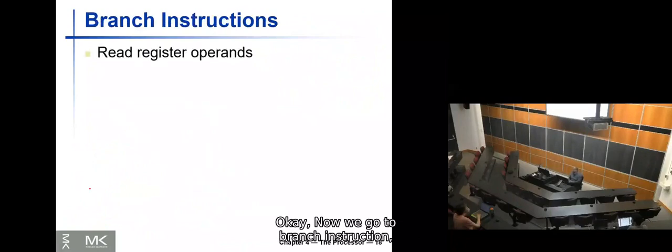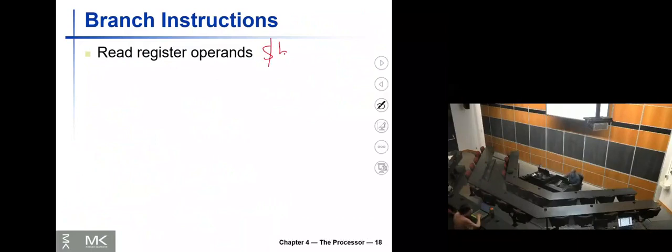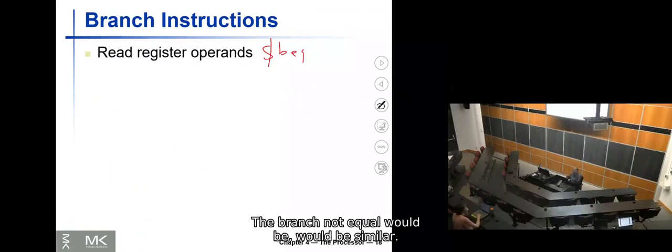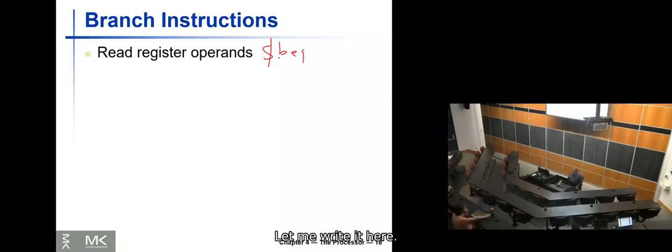Okay, now we go to the branch instruction. From the set that we have selected, we just use branch on equal. You remember, there are two branch instructions, branch on equal and branch on not equal. We just look at branch on equal. The branch not equal would be similar. So what would be the instruction for branch on equal? Let me write it here.